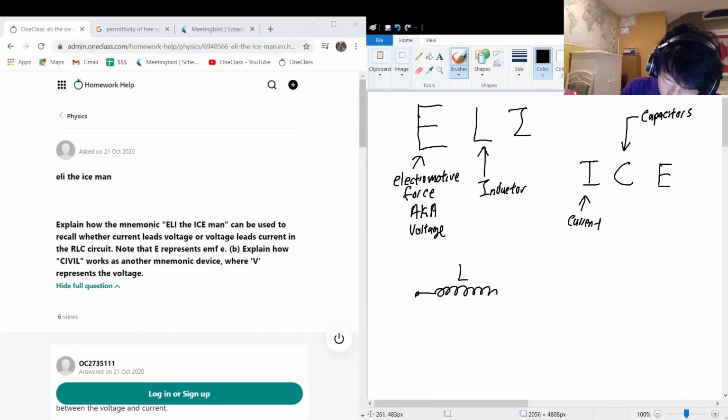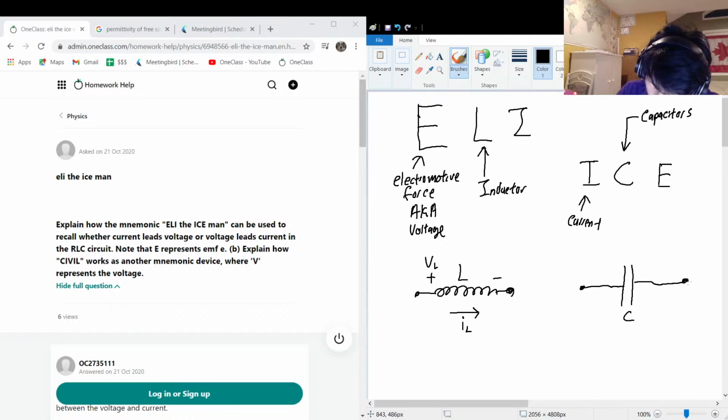So if we have an inductor L, we have plus minus, we have VL, the voltage of L, and the current, IL. And then in a capacitor situation, capacitors look like this, kind of like sandwiches. I like sandwiches. Plus minus, we'll have VC, the voltage of the capacitor, and the current going through the capacitor, IC. Keep in mind, the current in a capacitor doesn't exist when it's DC. This is AC only.